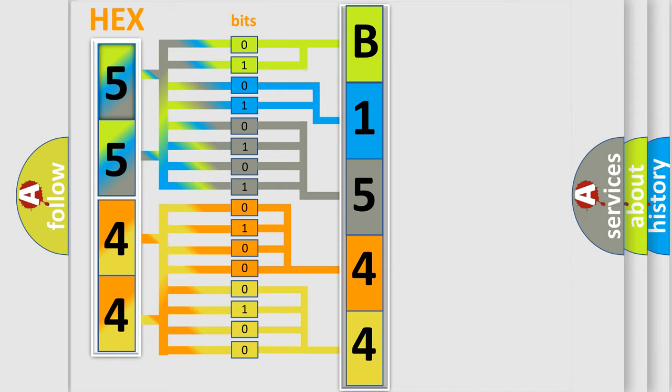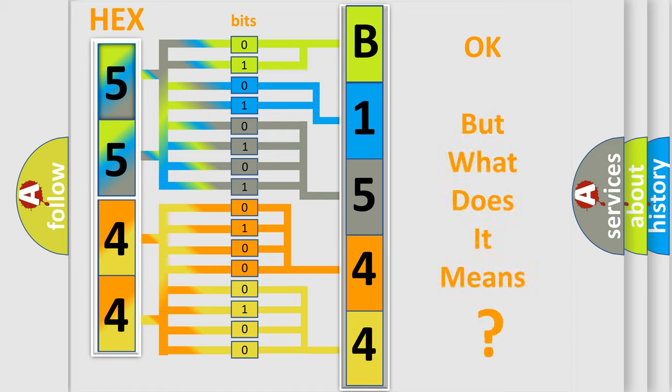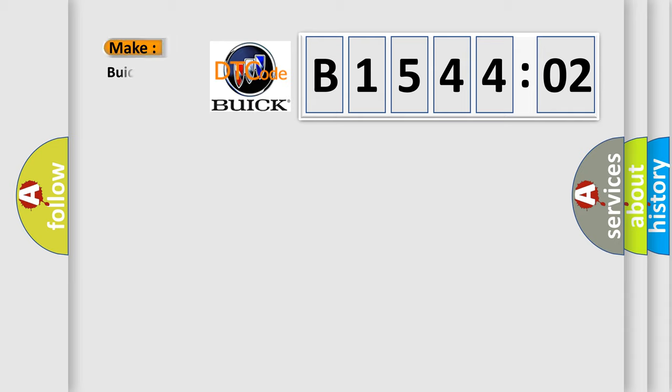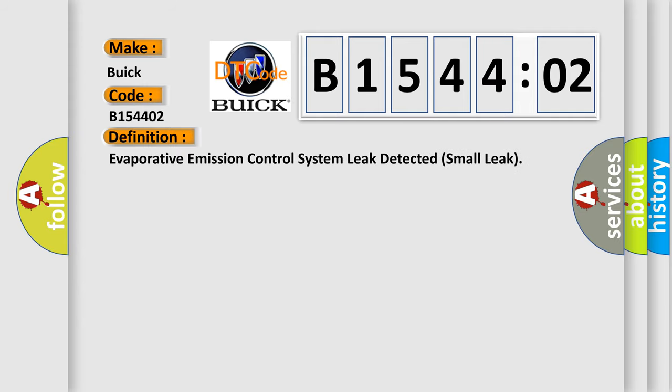We now know in what way the diagnostic tool translates the received information into a more comprehensible format. The number itself does not make sense to us if we cannot assign information to what it actually expresses. So, what does the Diagnostic Trouble Code B1544-02 specifically mean for Buick? The basic definition is: evaporative emission control system leak detected, small leak.